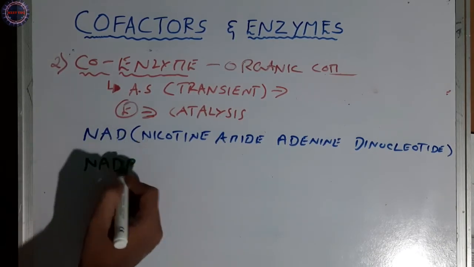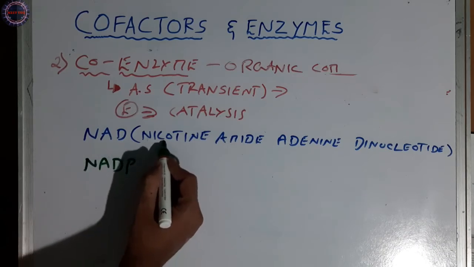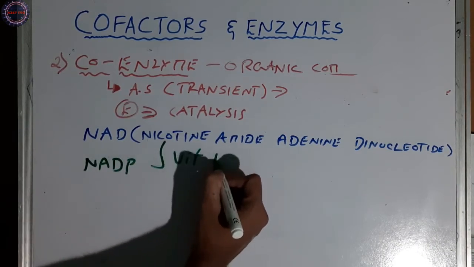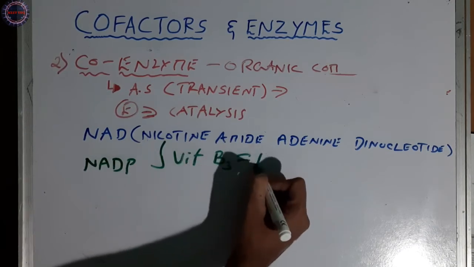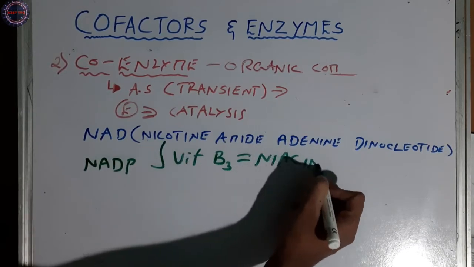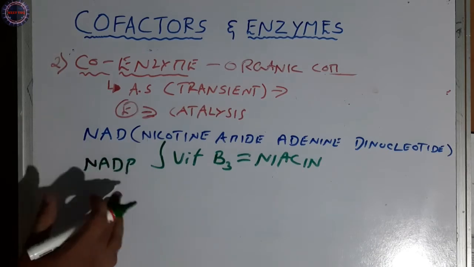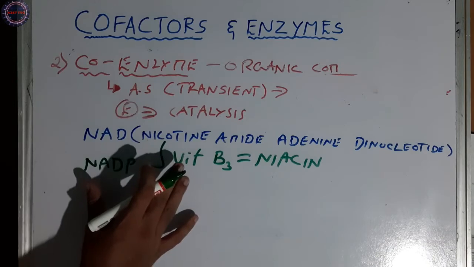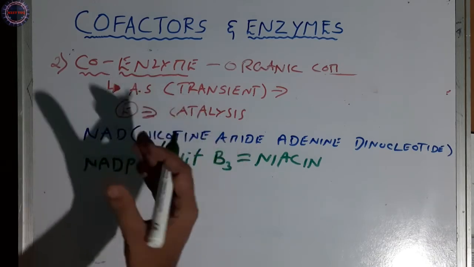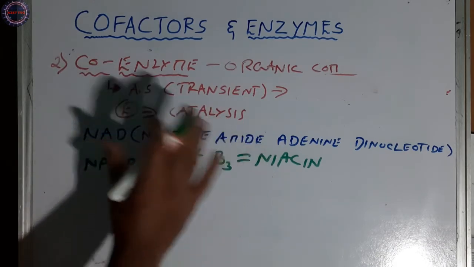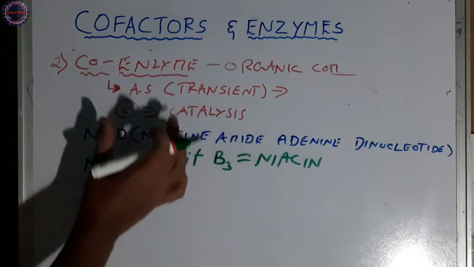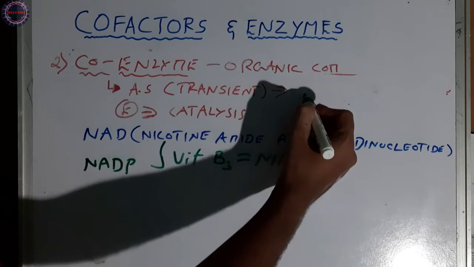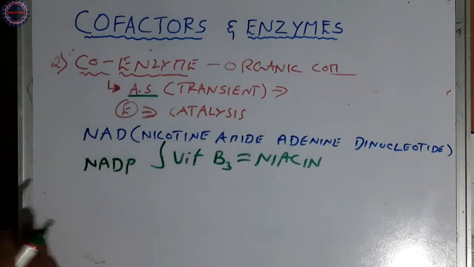What is common among NAD and NADP is they have this vitamin B3, that is also called niacin. So NAD and NADP are nothing but coenzymes. They are going to bind to the active site of the enzyme only while a chemical reaction is occurring. Once the chemical reaction is completed, these coenzymes detach from the active site of the enzyme.